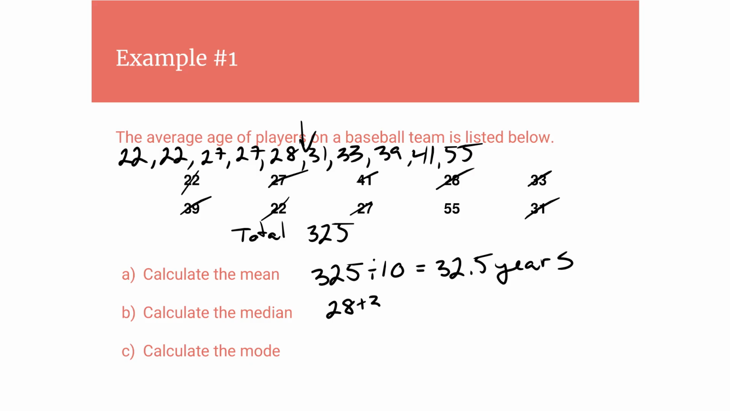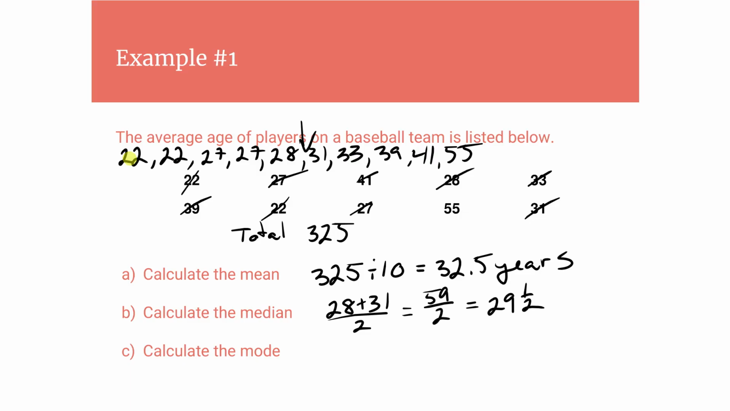28 plus 31 divided by 2. It's 59 divided by 2, which equals 29 and a half. The third part says to calculate the mode. Remember, the mode is the number that appears most frequently.